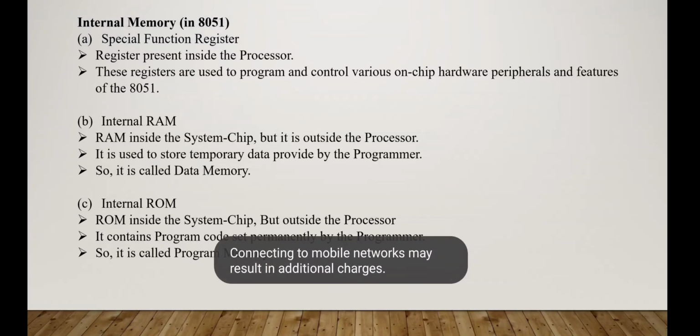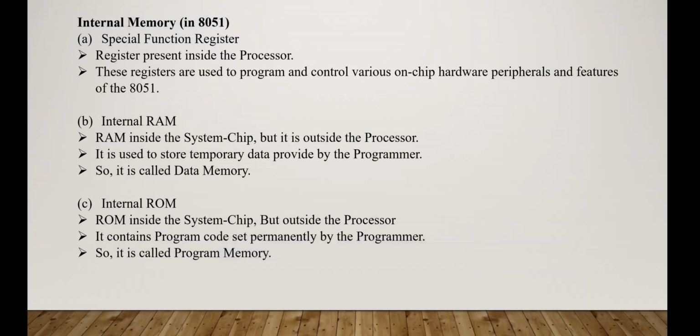So the special function register is nothing but a register inside the processor, used to program the on-chip hardware peripherals and features of 8051. This is called the special function register. The second one is internal RAM. We know that internal RAM is used to store data, and the internal RAM is of size 128 byte.